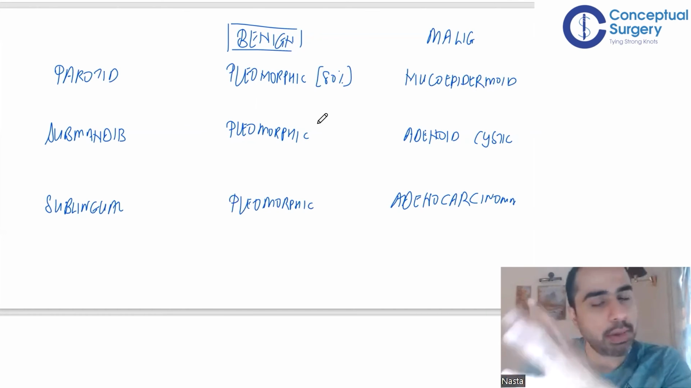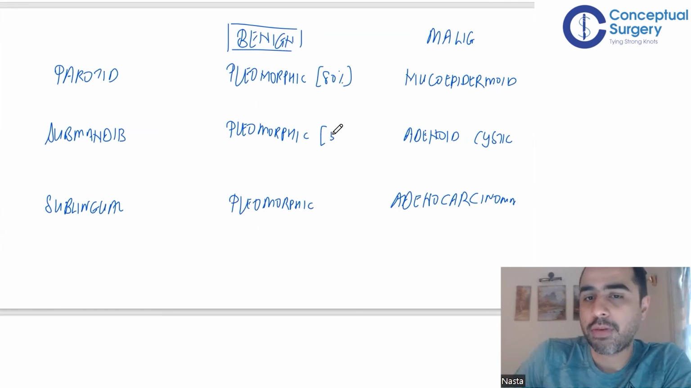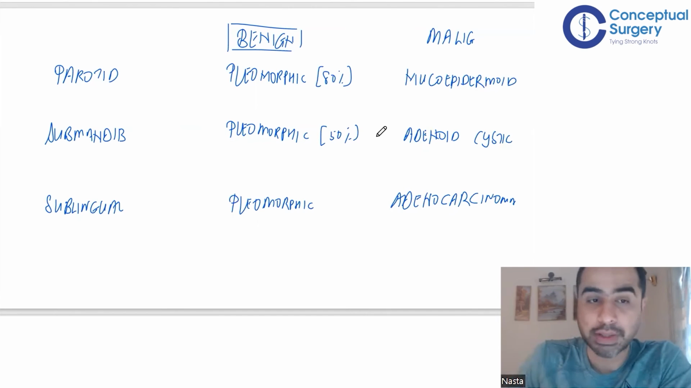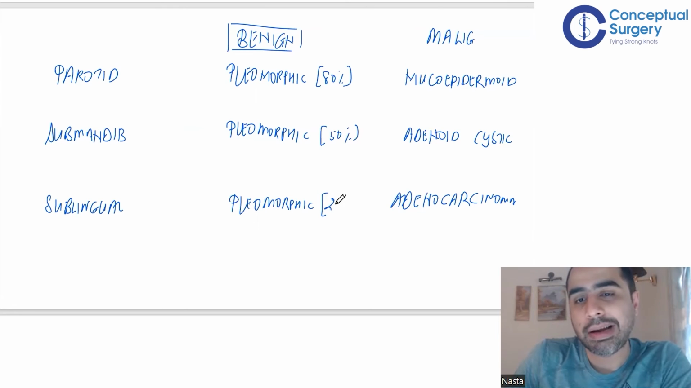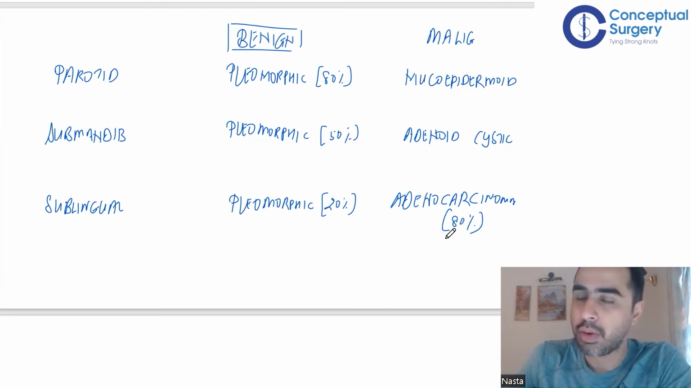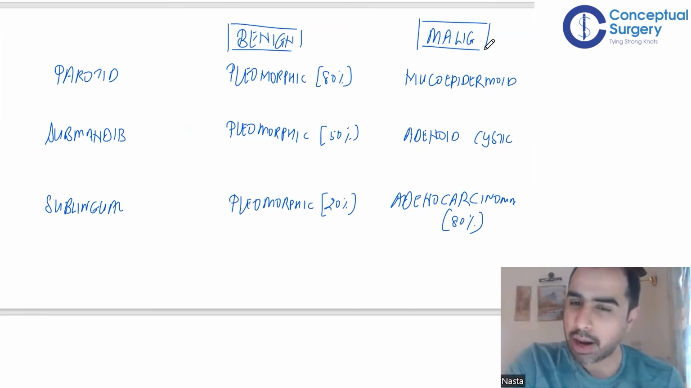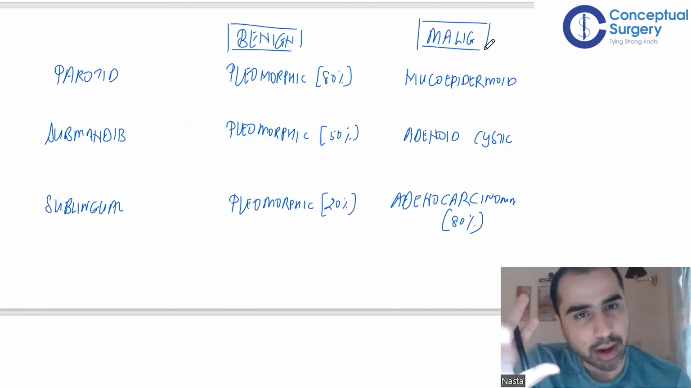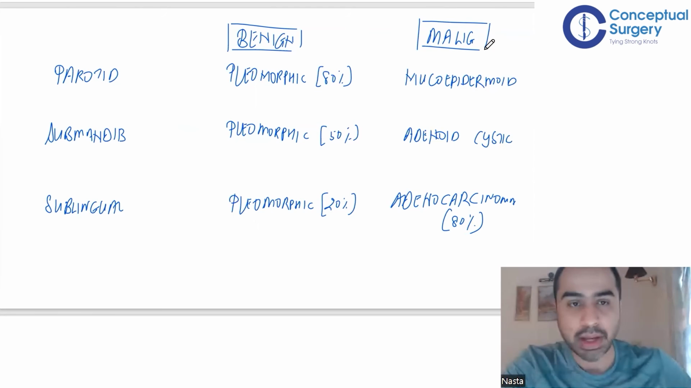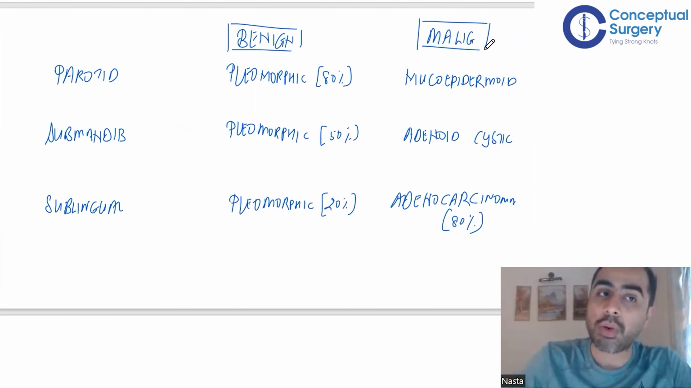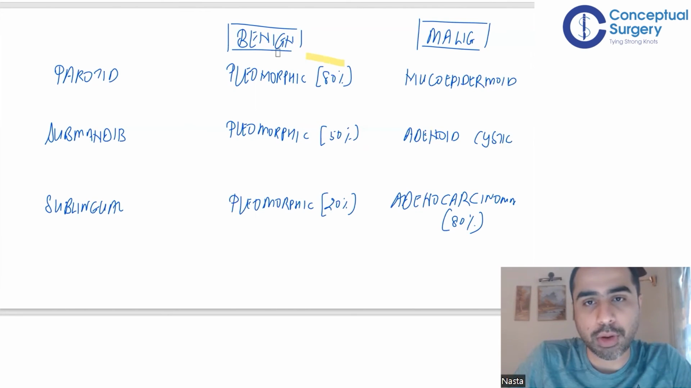In submandibular, benign and malignant are half-half. So pleomorphic can be 50%, adenoid cystic can be 50% amongst the whole group of tumors. And in sublingual, most are malignant, so pleomorphic will be a little less and adenocarcinomas are more. This is a very useful table. If you read general surgical books, you will get approximately these values. But definitely the most common overall, whether it is submandibular, sublingual, or parotid, is always going to be pleomorphic.